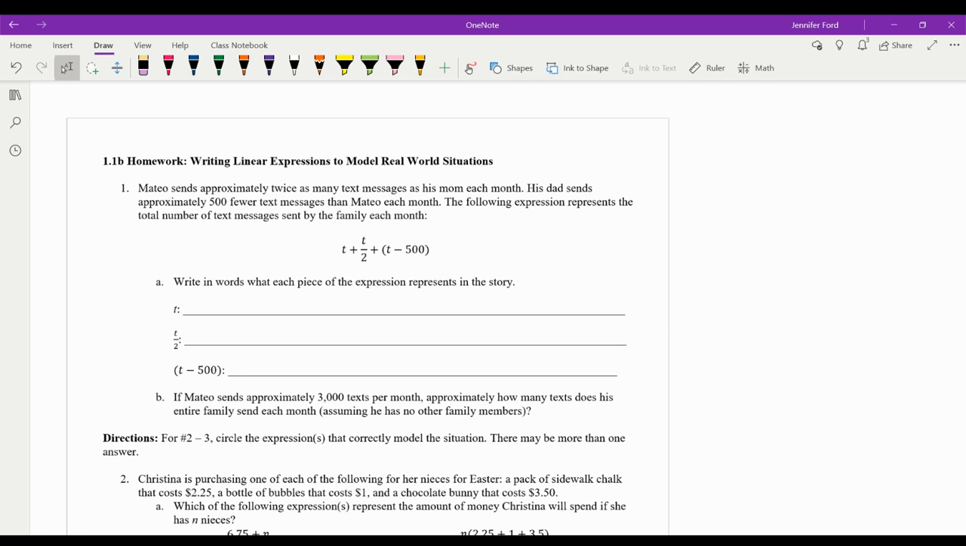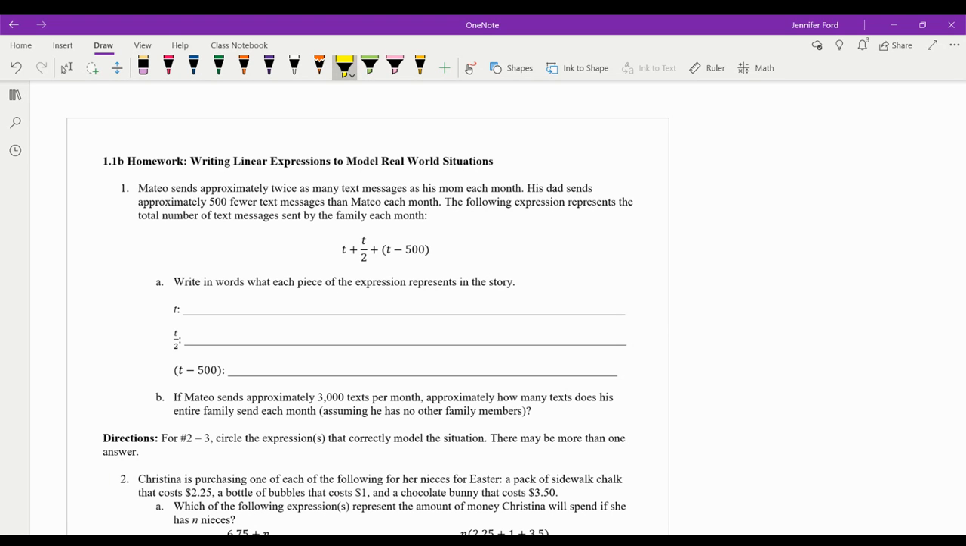Mateo sends approximately twice as many text messages as his mom each month. His dad sends approximately 500 fewer text messages than Mateo each month. The following expression represents the total number of text messages sent by the family each month. And then the first thing I'd like you to do, please, is write in words what each piece of the expression represents in the story.